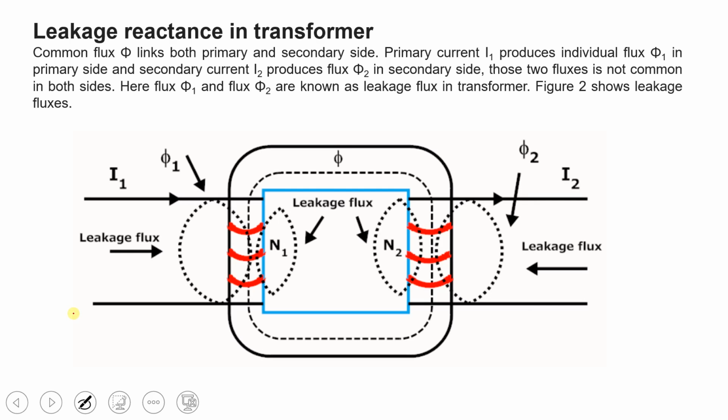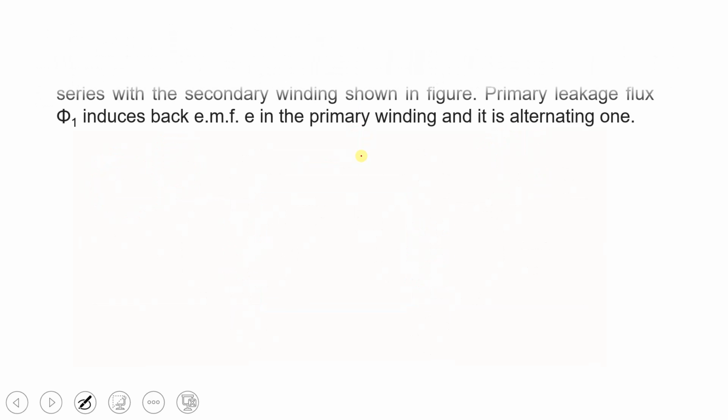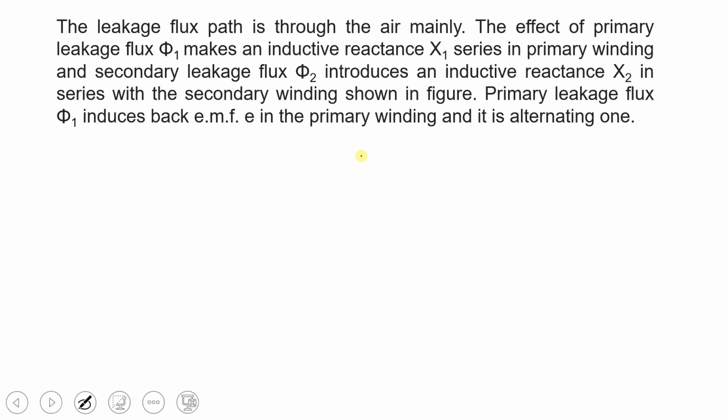Here on the primary side we have phi 1. This is the leakage flux because of current I1, and phi 2 is the leakage flux on the secondary side. This is the flux phi which links the primary and secondary side. Now the leakage flux path is mainly through the air. The leakage which occurs due to phi 1 and phi 2 has an air path.